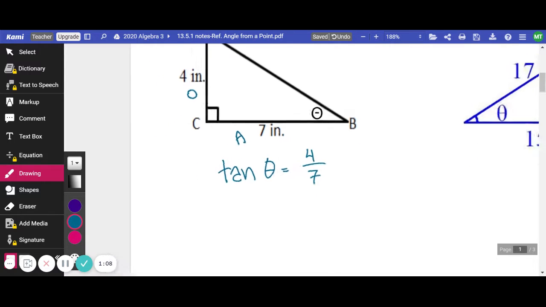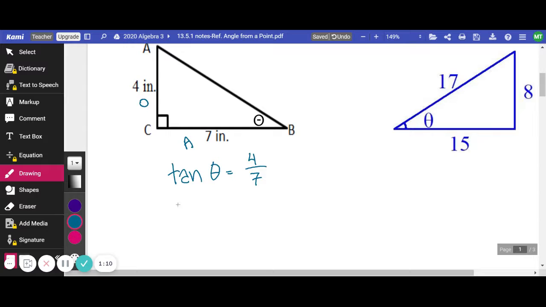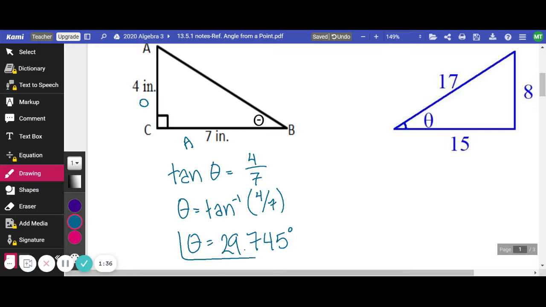In order to undo that tangent, if you remember, it is tangent inverse of 4/7. Then you push it in your calculator, making sure that you are in degrees, otherwise you're going to get some funky answers. So 29.745 is your answer.